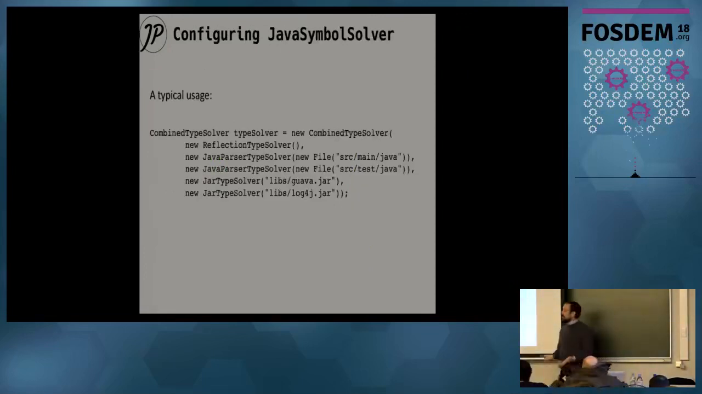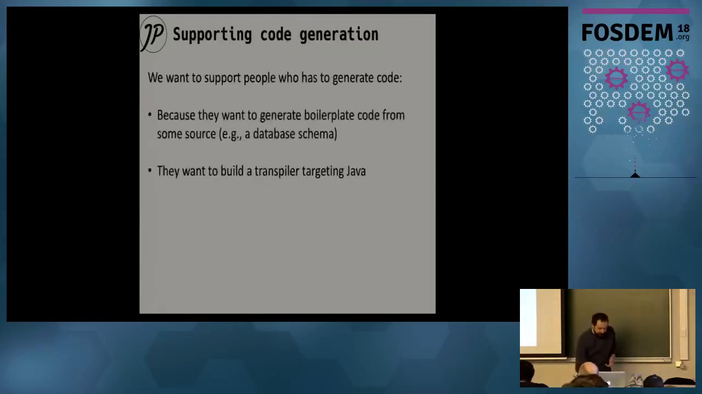If you want to use symbol resolution, basically you need to give it one piece of information, that is where to look for classes. So you can tell it to look into some source directories or in some jar files, or for classes from the standard library, you may want to use reflection. Now, this is a brief excursus of the main features.